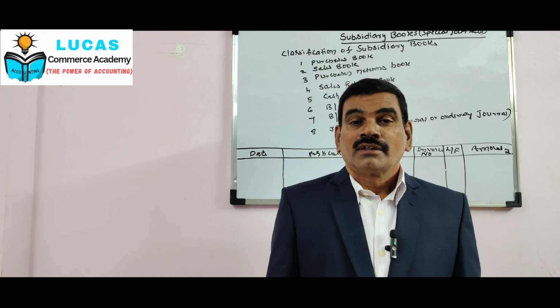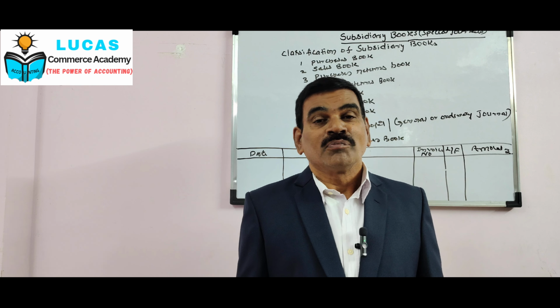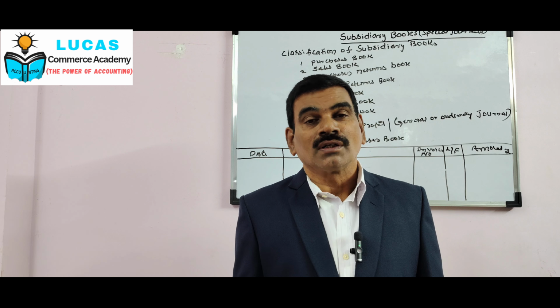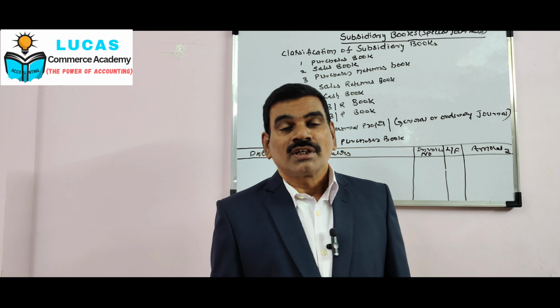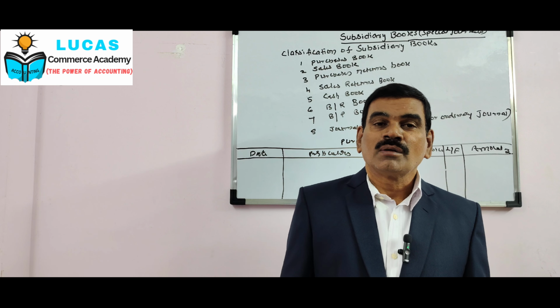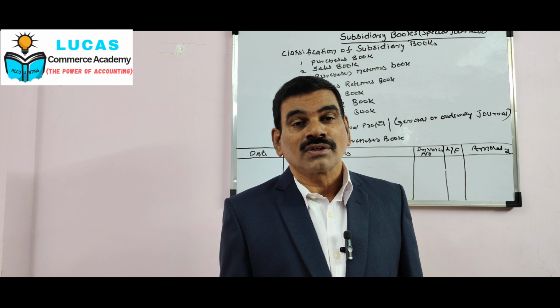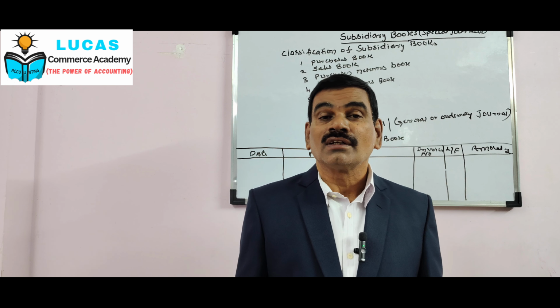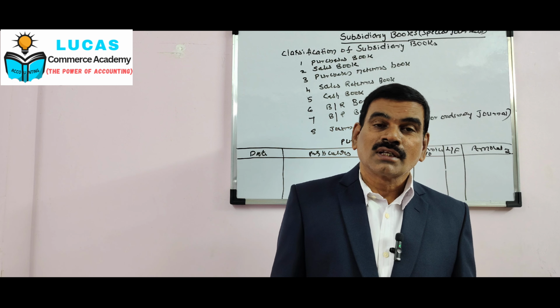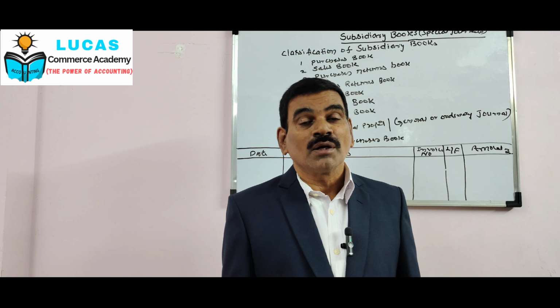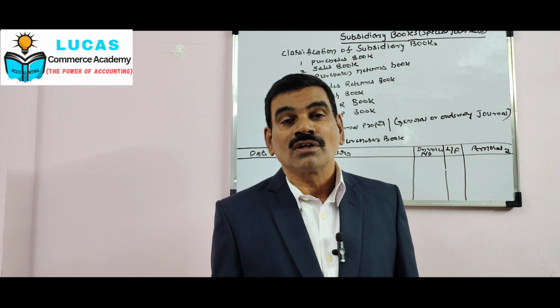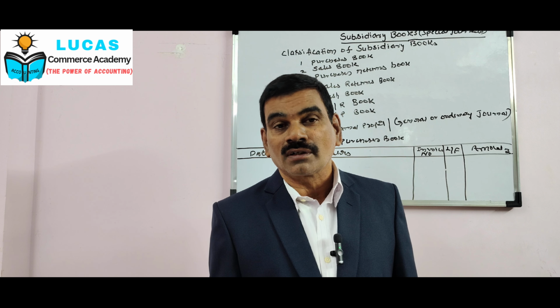Today, let us start a new chapter, subsidiary books or special journal. Already we have seen what is the journal. Journal means it is the book in which all transactions are first recorded in chronological order. So, in other words, journal means it is a book in which all transactions are first recorded.